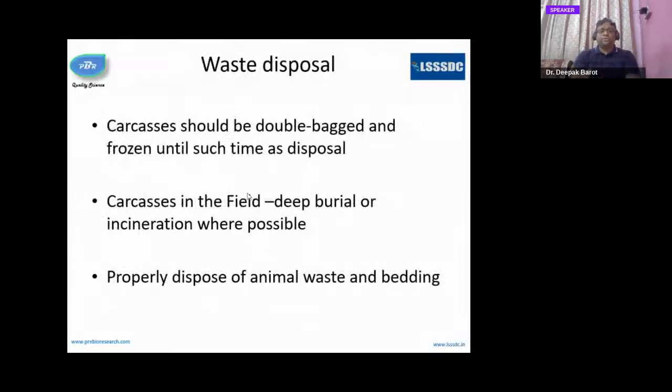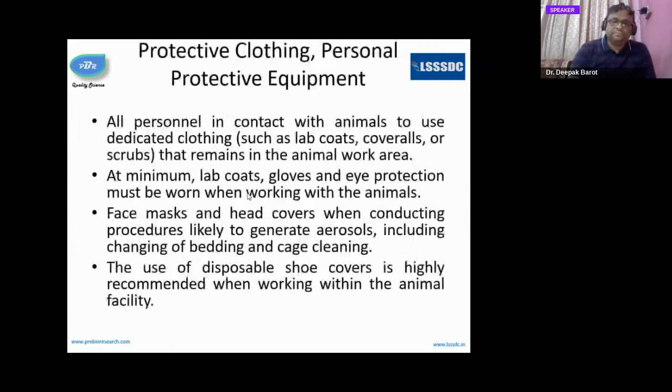Waste, as I already mentioned: the carcass, organs, tissues, blood, and any other body fluids coming from that should be double bagged and frozen until disposed. If you are doing deep burial or incineration, many facilities have an incineration instrument or facility within the premises. Please use it wherever possible. And you should always properly dispose of the animal waste and bedding material.